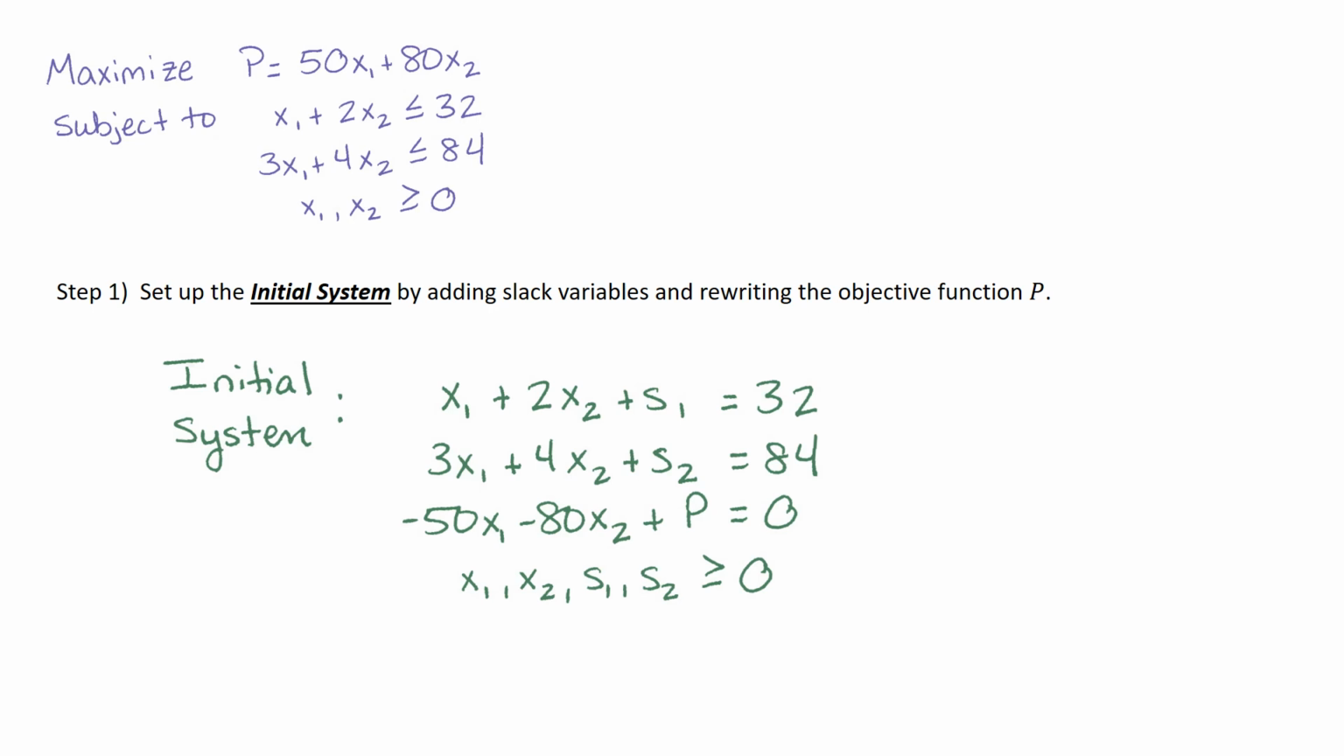In our second constraint, we're going to add s2 as the slack variable. So we have 3x1 plus 4x2 plus s2 equals 84. Now notice, we rewrite the objective function p. We want to keep p positive, but we want our equation to be equal to 0. So we're going to move our x1 and x2 terms to the left. So we have negative 50x1 minus 80x2 plus p equals 0. And x1, x2, s1, and s2 are all greater than or equal to 0.